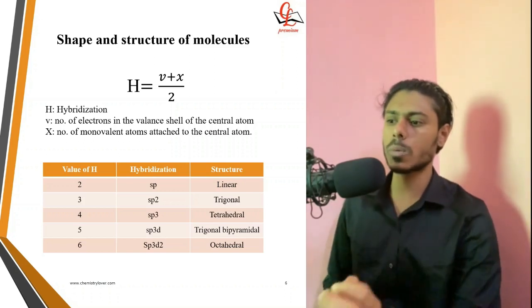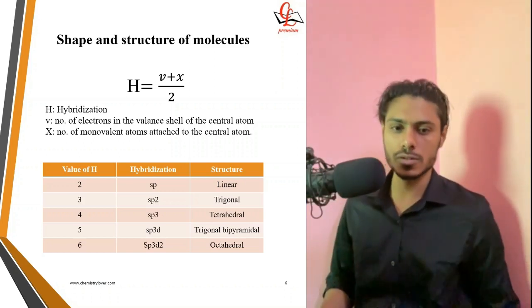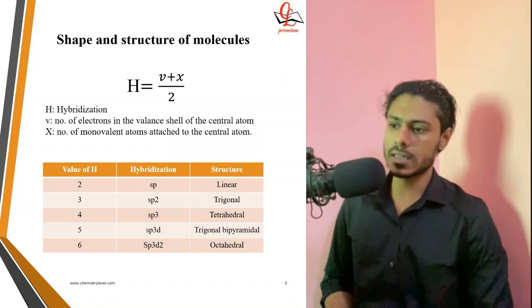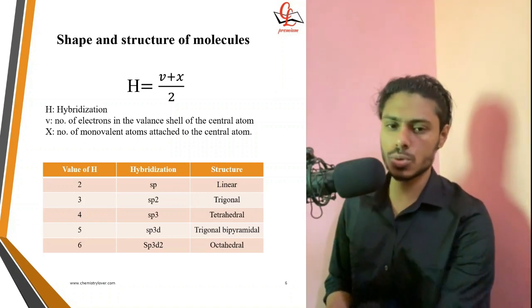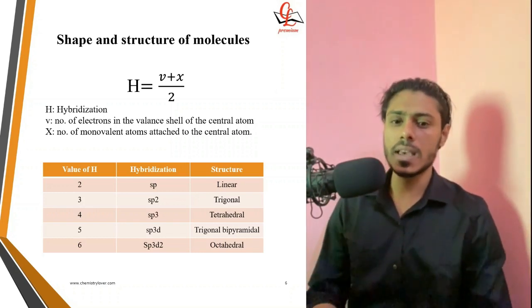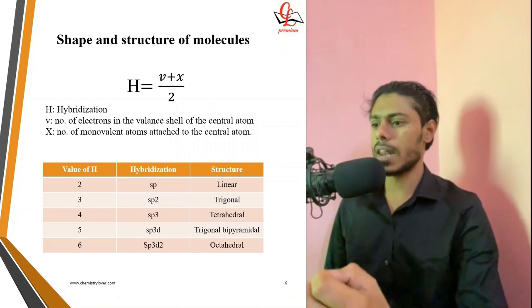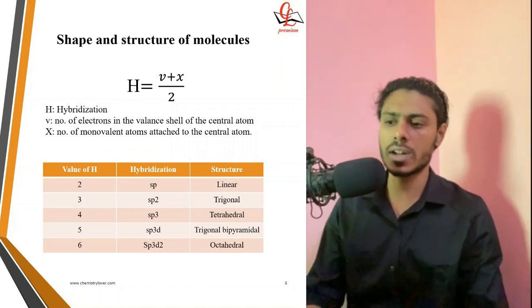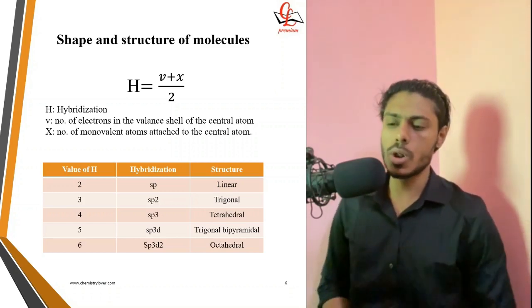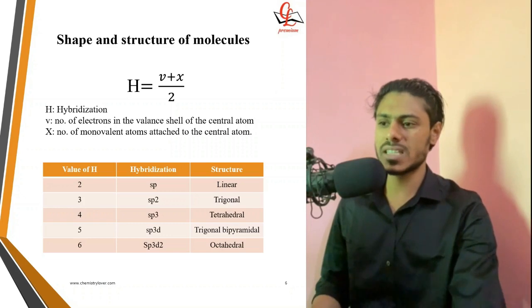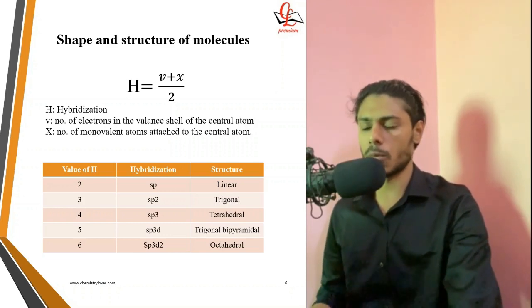Now using this formula you can get different values of H. The values range from 2 to 6, and if the value of H is 2, then hybridization will be sp, and the structure will be linear. If the value is 3, then hybridization will be sp2, the structure will be trigonal, and so on, so that you can look into the table. Now based on that we will see the structure of different molecules.